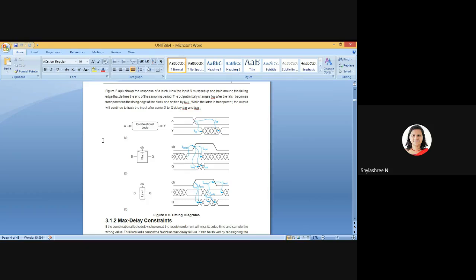Now if you see this circuit diagram, a combinational logic circuit diagram, what comes to your mind? Only look at figure A. In figure A, you got a combinational logic, right?